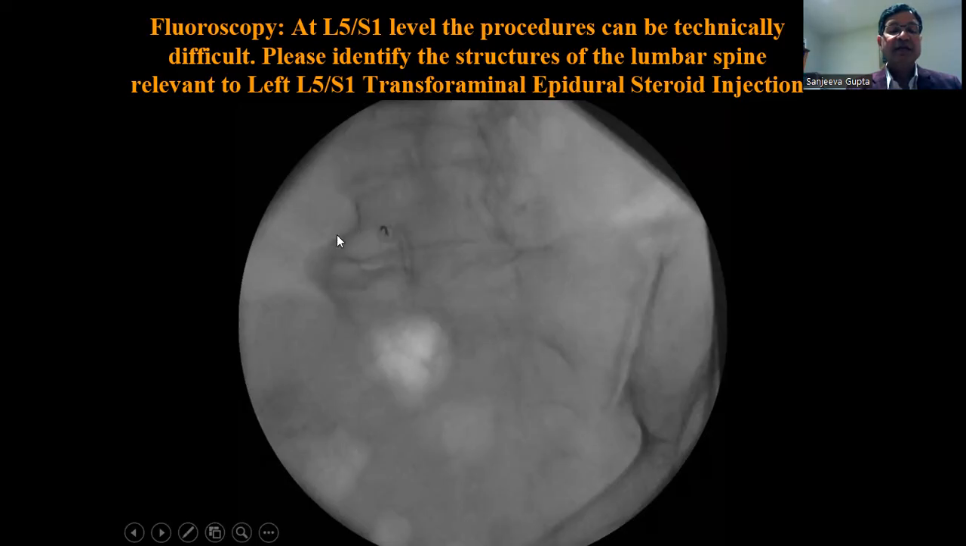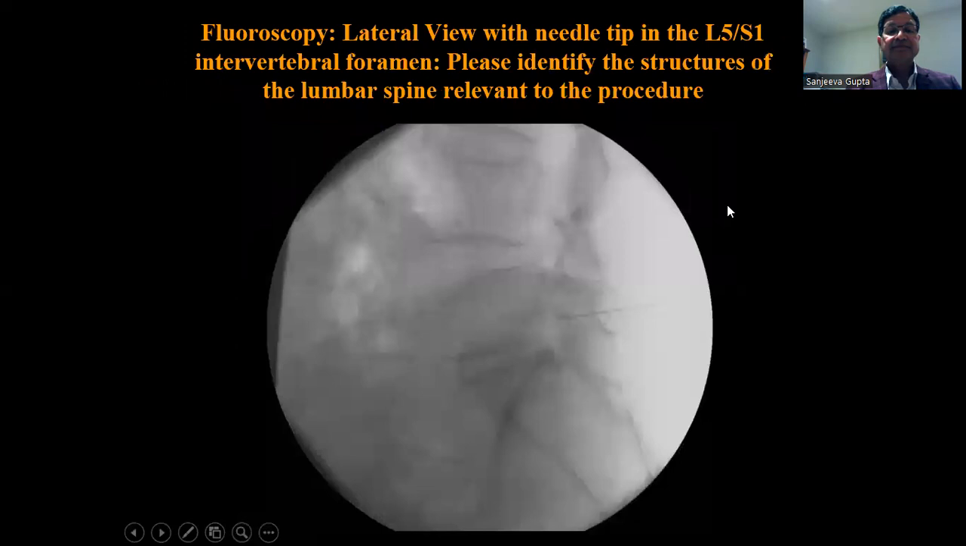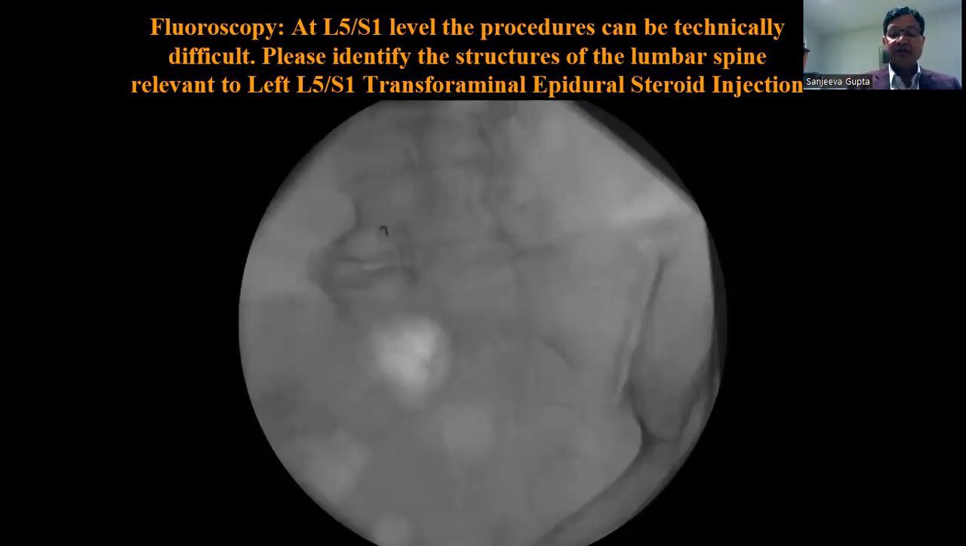We know that this is deeper than our target area from the skin entry point, and you can see the needle there in the subpedicular area. And that's a lateral view where you can see that the tip of the needle is in the intervertebral foramen. So again, as I said, direction, depth, direction back again before you navigate the needle any deeper.